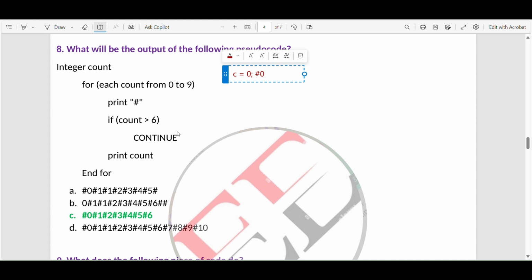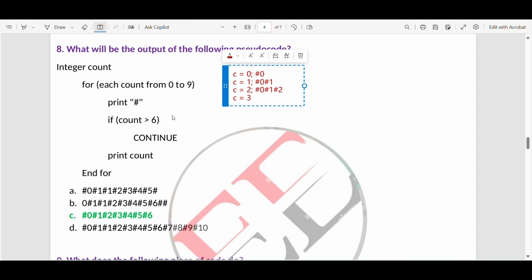What is count here? Count is 0. And next when we are having c equals to 1, then we are again printing hash. So here first the output from the first one is there. So after that we are again printing hash. After hash we are again printing count, which is 1. And when you go to the next line, we are having c equals to 2, and we are having hash 0 hash 1. And after that we are again printing hash, and after that checking whether it is greater than 6 or not, and printing count. What is count here? It is 2.